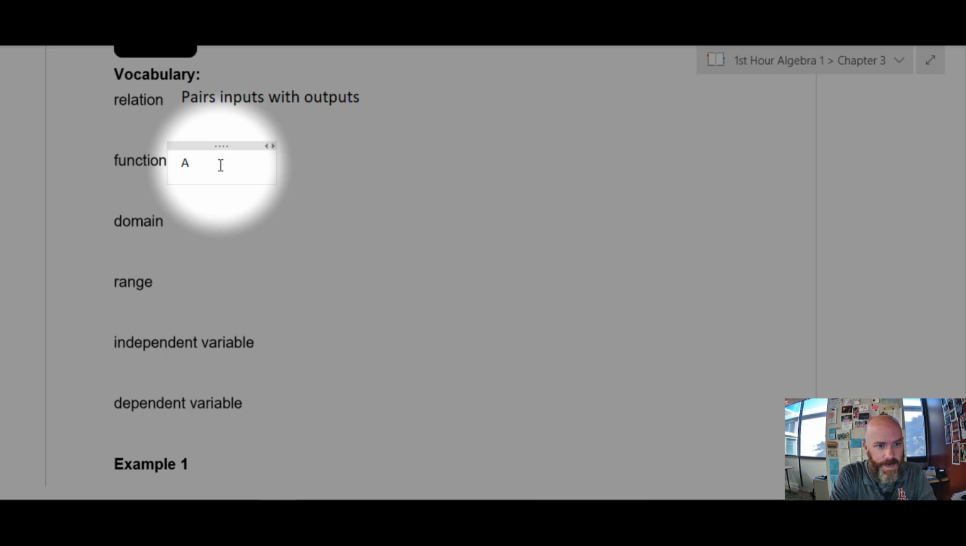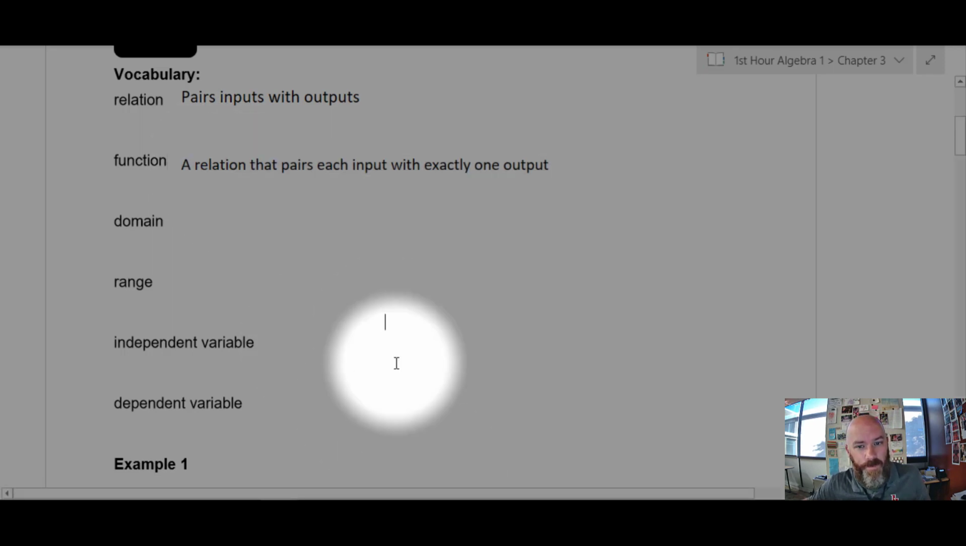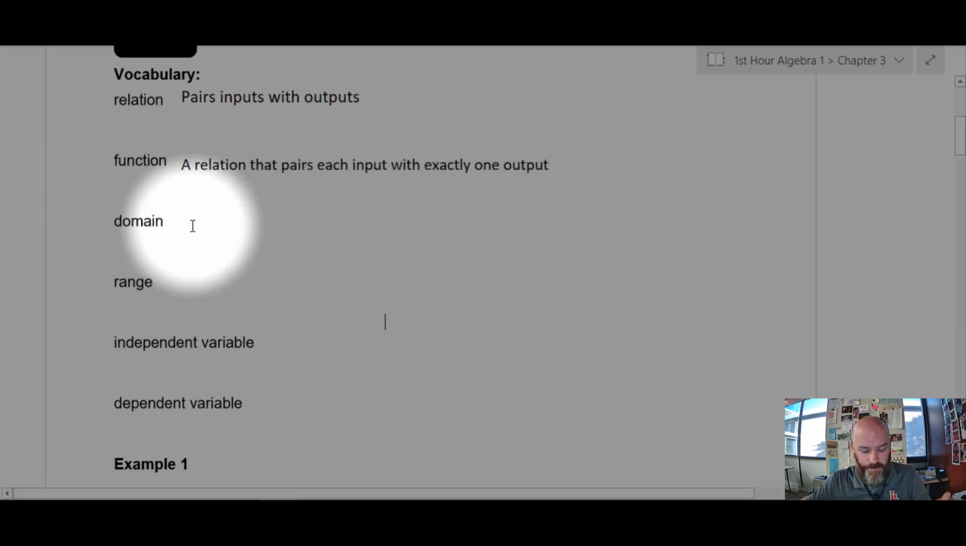A function is a relation that pairs each input with exactly one output. That's the key there. Exactly one output for every input.